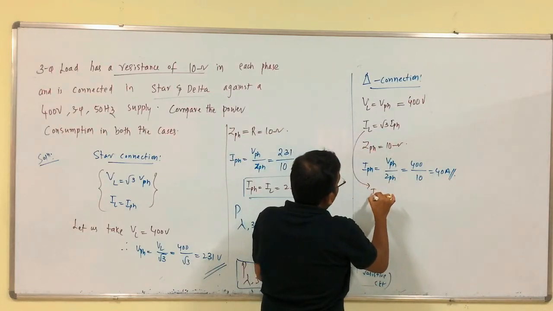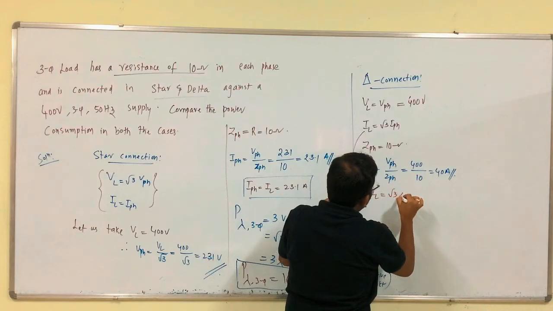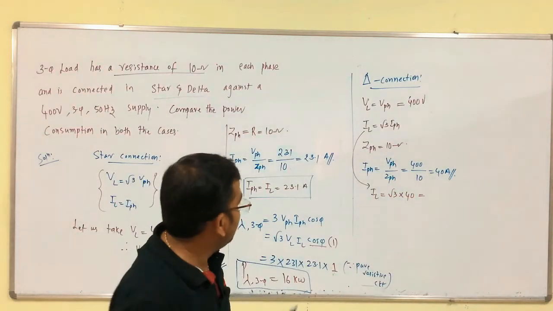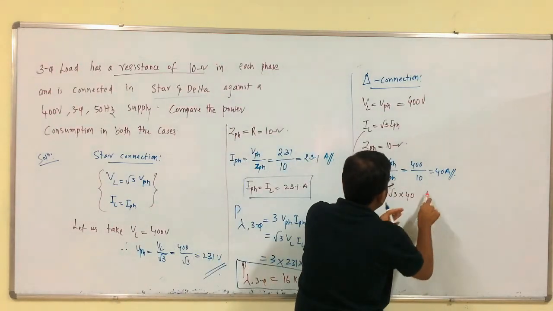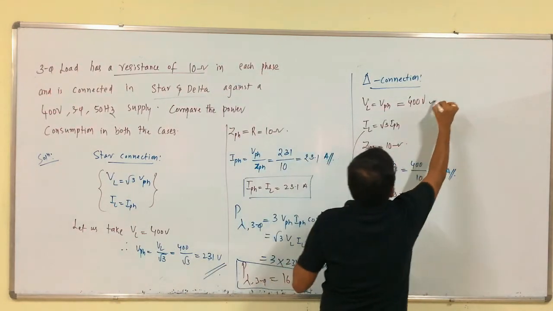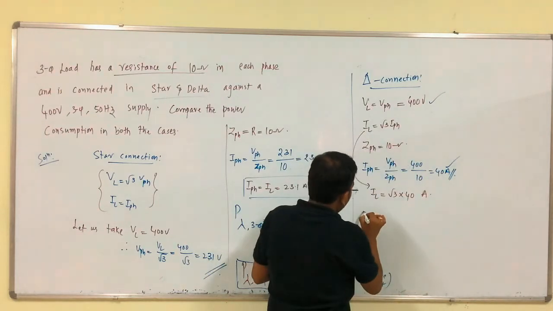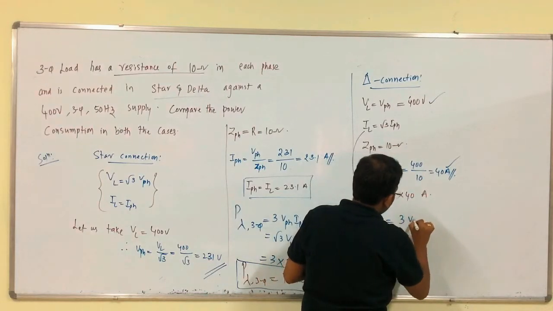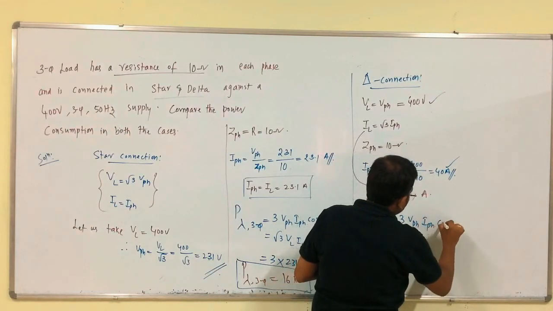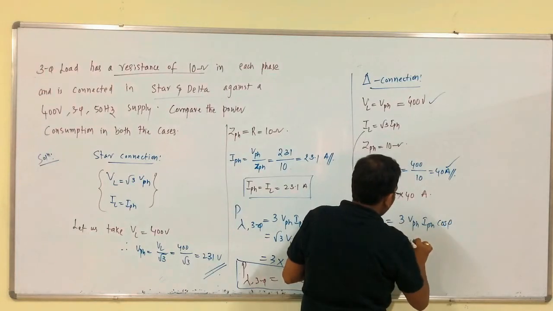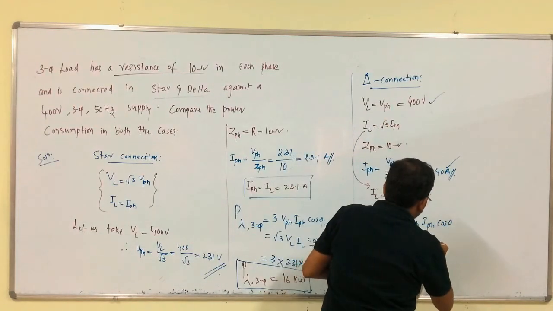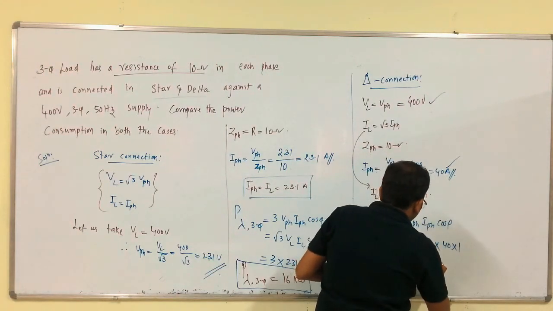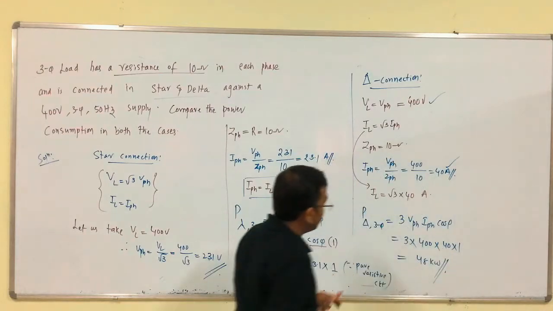Therefore, line current is equal to root 3 into 40 amperes. There is no need of calculating it here. So, we have phase voltage, phase current, and the power in a delta connected 3-phase supply system is nothing but 3 into V phase I phase cos phi, which is 3 into 400 into 40 into power factor 1, which is 48 kilowatts.